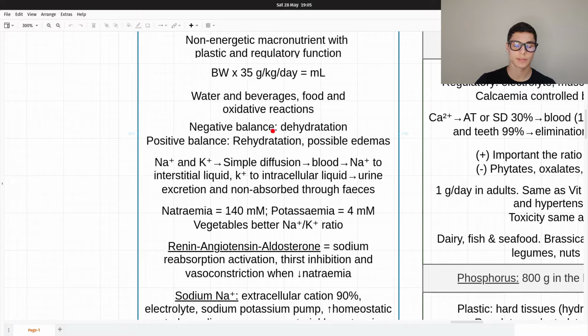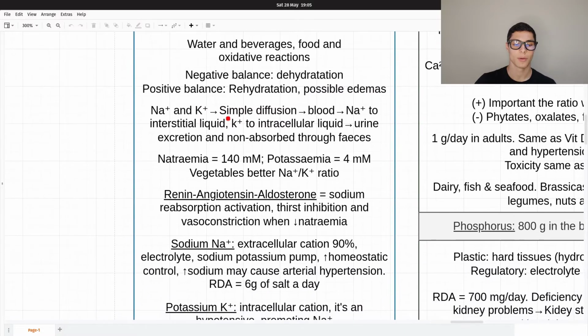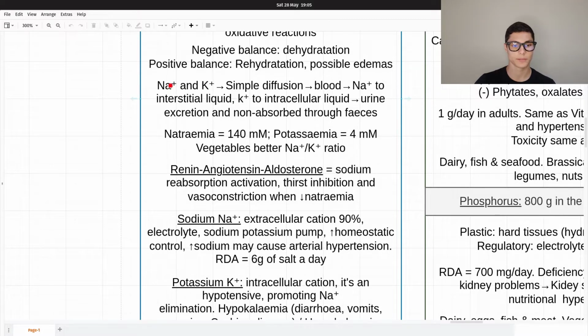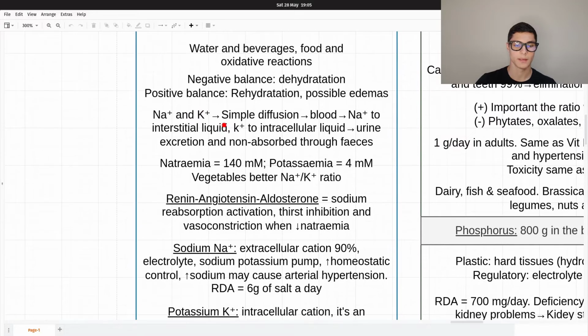If we have a negative balance of water, we are dehydrated. And if we have a positive balance, we have rehydration. But if it is too much, we can suffer from possible edemas. Now, let's begin with the electrolytes. Sodium and potassium are absorbed by simple diffusion and they can enter the blood. Sodium is in the interstitial liquid and potassium is in the intracellular liquid. The excretion is mainly through urine, and the non-absorbed through feces.